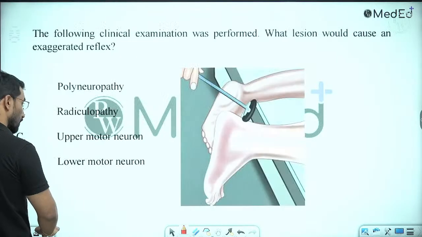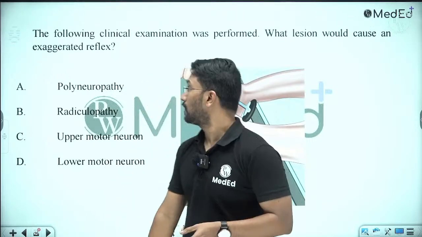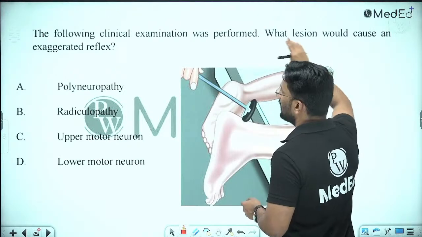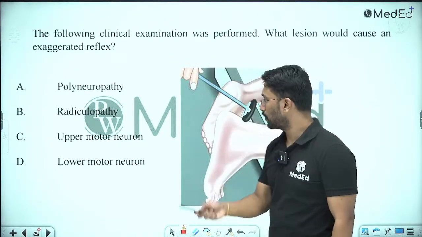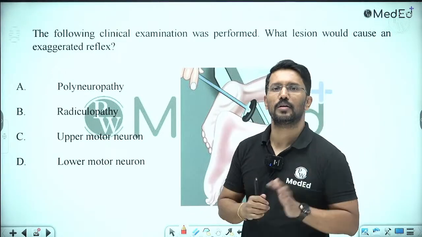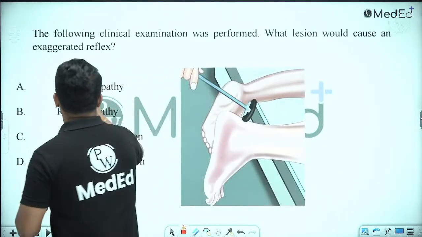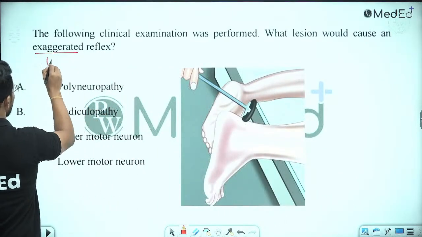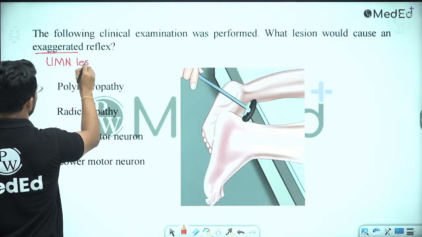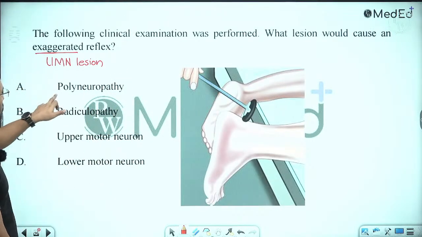Okay, let's move to the next question. So here's the next question. The following clinical examination was performed. What lesion would cause an exaggerated reflex? So what are they doing here? They're doing an ankle reflex. What is the ankle reflex? One of the deep tendon reflexes. So when will the deep tendon reflex be exaggerated? Exaggerated deep tendon reflexes indicate an upper motor neuron lesion, right? It will be exaggerated in an upper motor neuron lesion. So now find the answer.